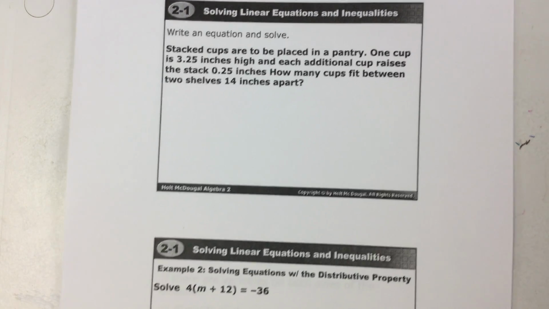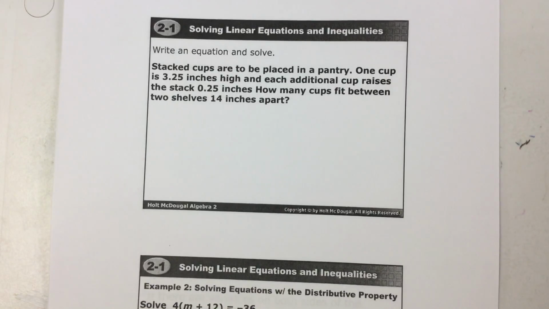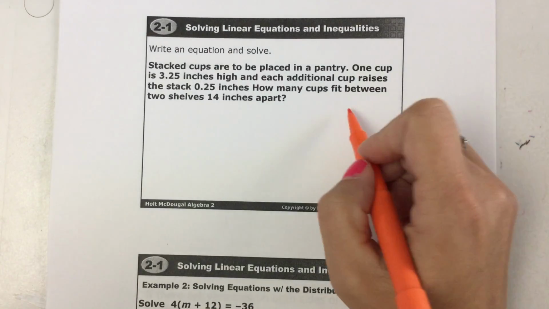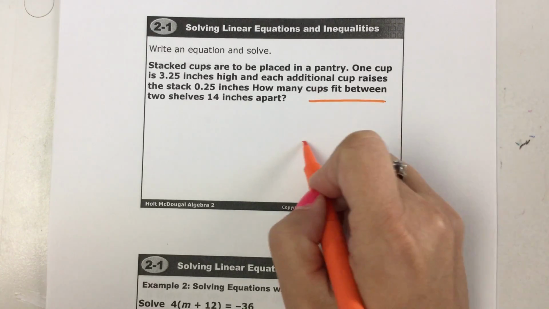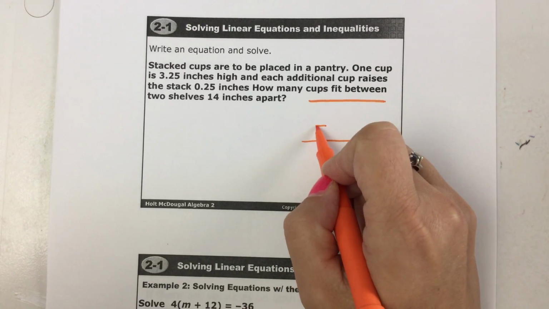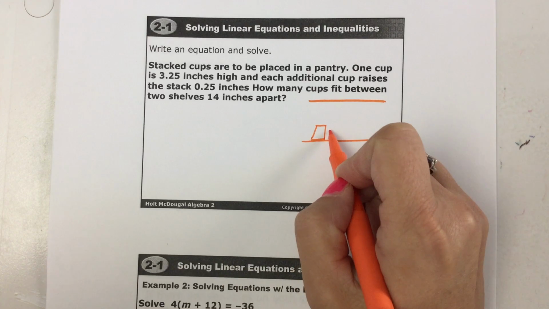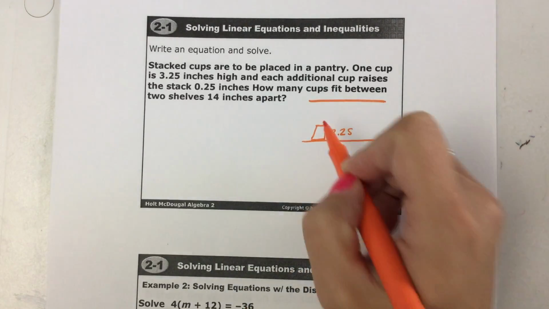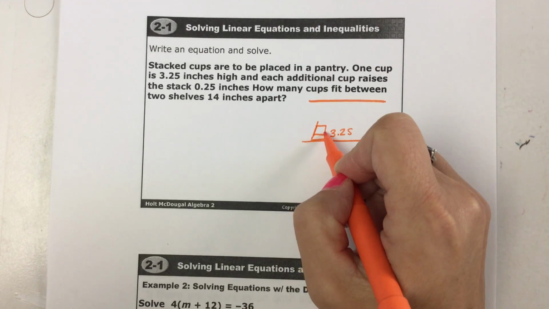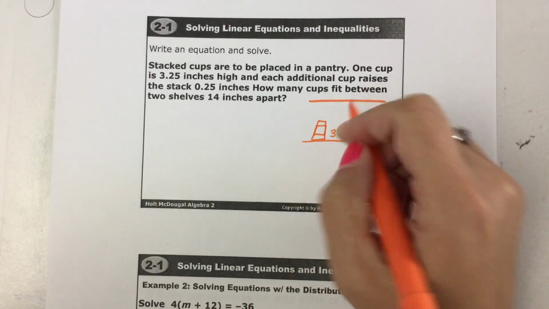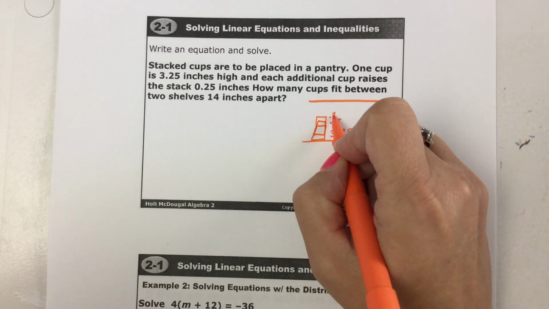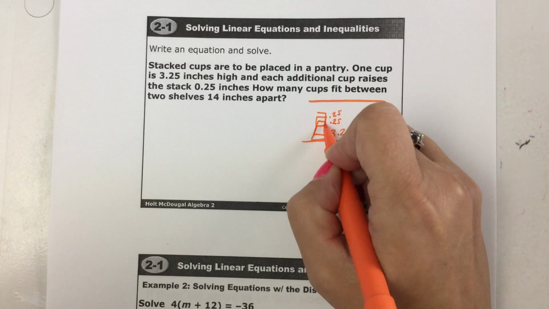Okay, let's do another one. Stacked cups are to be placed in a pantry. One cup is stacked 3.25 inches high. Okay, so here's the deal. We have shelving, and so like you're stacking cups. So this first one is 3.25 inches. Now, every time you stack another cup, it doesn't do the 3.25. What happens is it goes up just 0.25. Sorry, my drawing is terrible, but I want to make sure you kind of see what's going on.